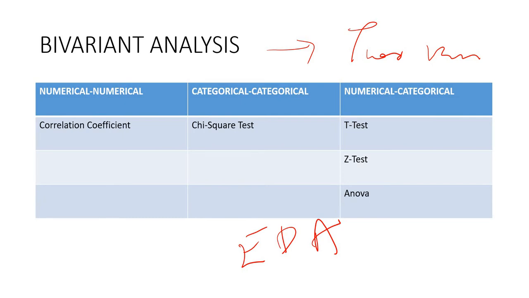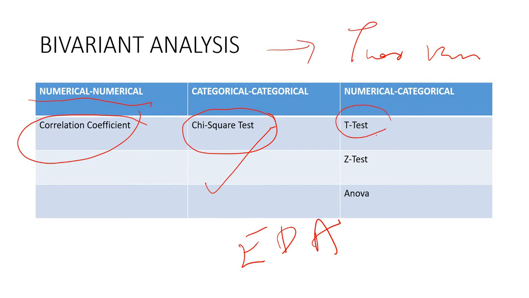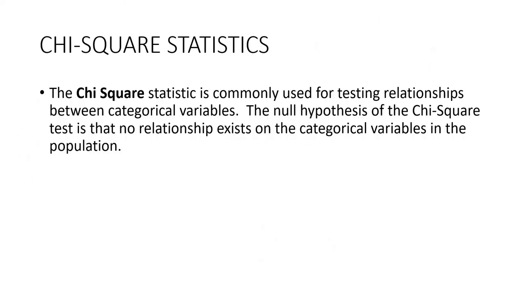When the two variables are numerical and numerical, you will use the correlation coefficient. If it is categorical and categorical, you should go for the chi-square test. Very important. When it is numerical and categorical, you will go for t-test, z-test, or ANOVA. This table is really very important. So for our chi-square test, you understood that when the two variables are categorical, you will go for chi-square statistics.